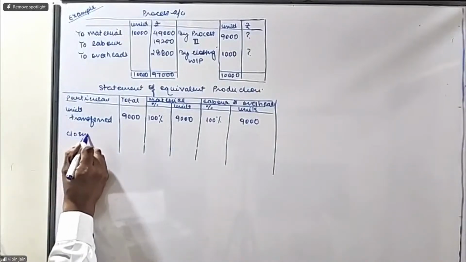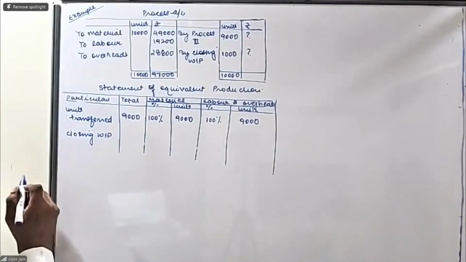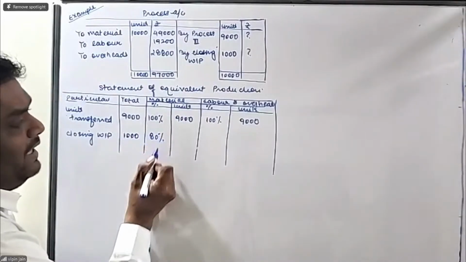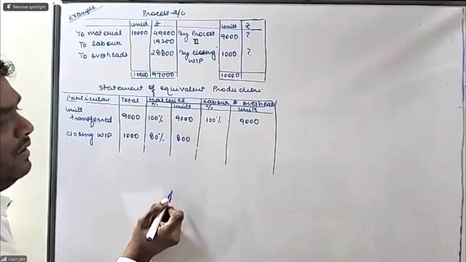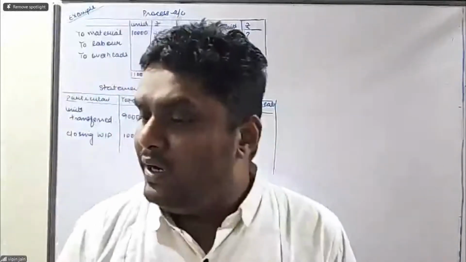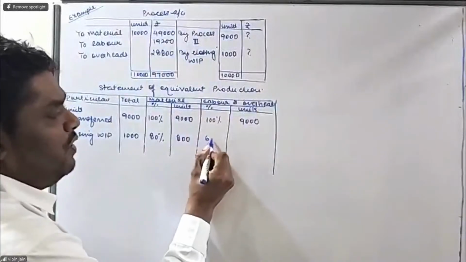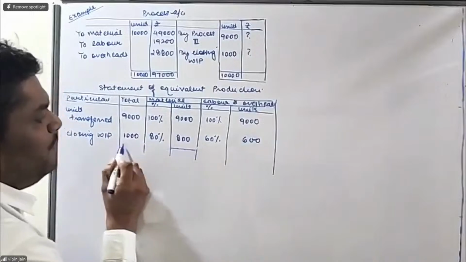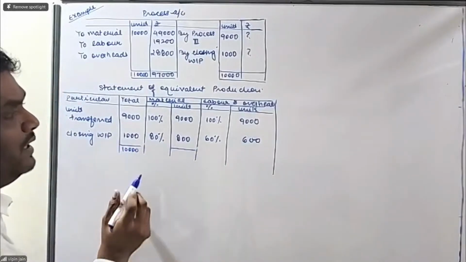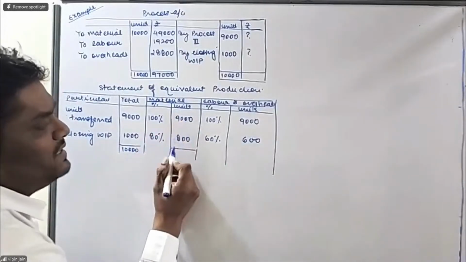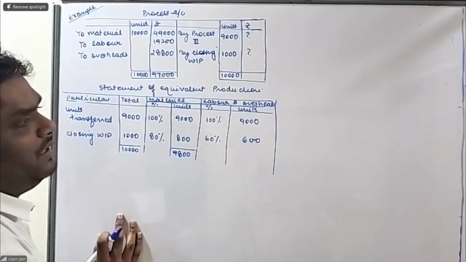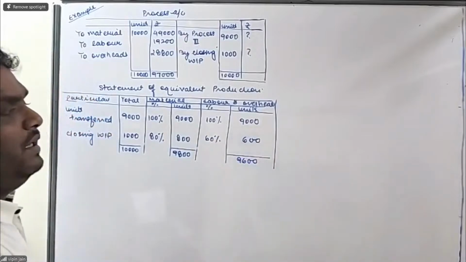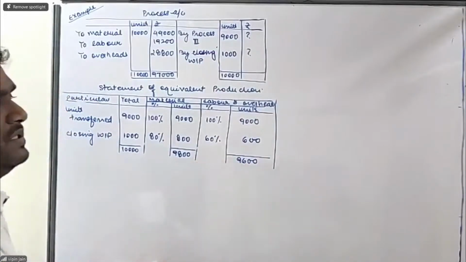Now for closing work in progress, it is 1,000 units. In respect of material, they are only 80% complete. So this will be 800. And in respect of labor and overheads, they are 60% complete. So the equivalent number of units will be 600. So very important, this is the breakup of these 10,000 units. So the equivalent number of units in case of material will be 9,800, and for labor and overheads, it will be 9,600.